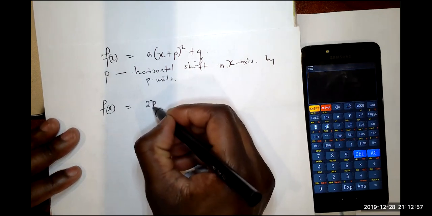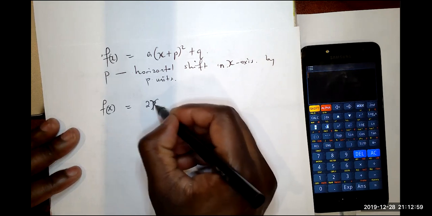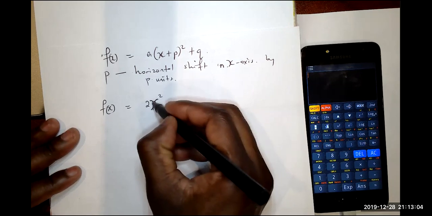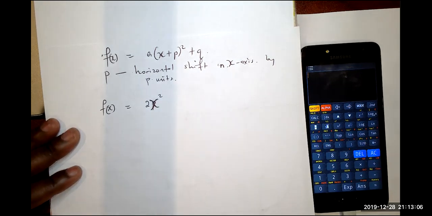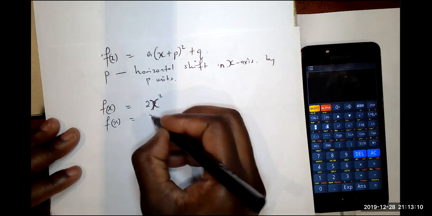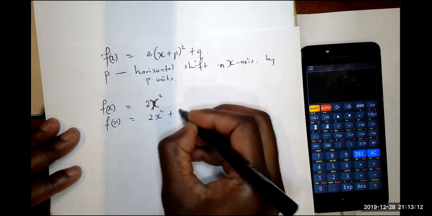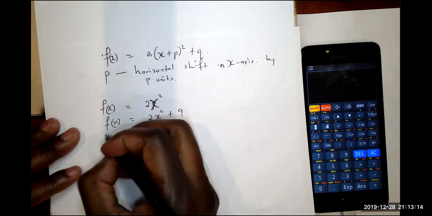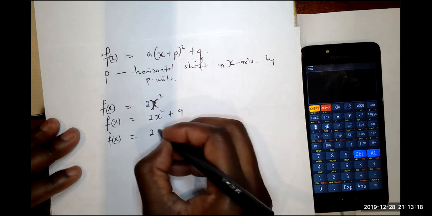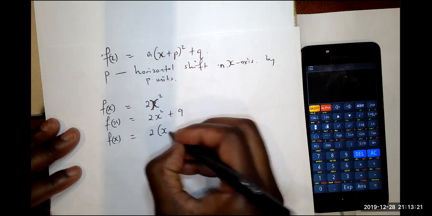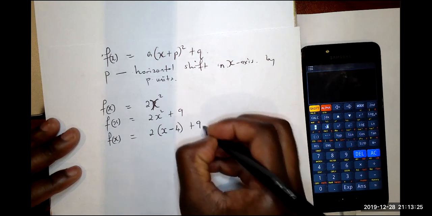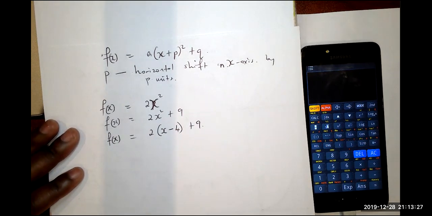So 2x squared. We saw that, and f of x is equal to 2x squared plus 9. Now let's have another one. f of x is equal to 2(x minus 4) plus 9. Now let's see what's going to happen there.